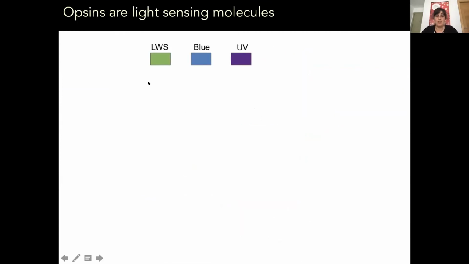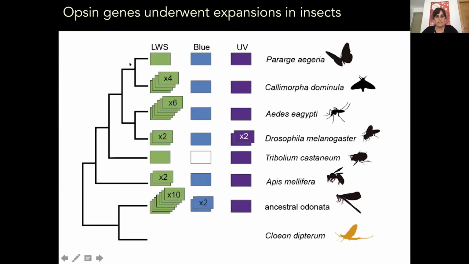The light sensing molecules are the opsins, and in insects there are 3 main opsins: the long wave sensitive opsin, the blue, and the ultraviolet, and the name comes from the type of light they can detect. In insects, they have undergone different expansions or reductions independently in their lineages.